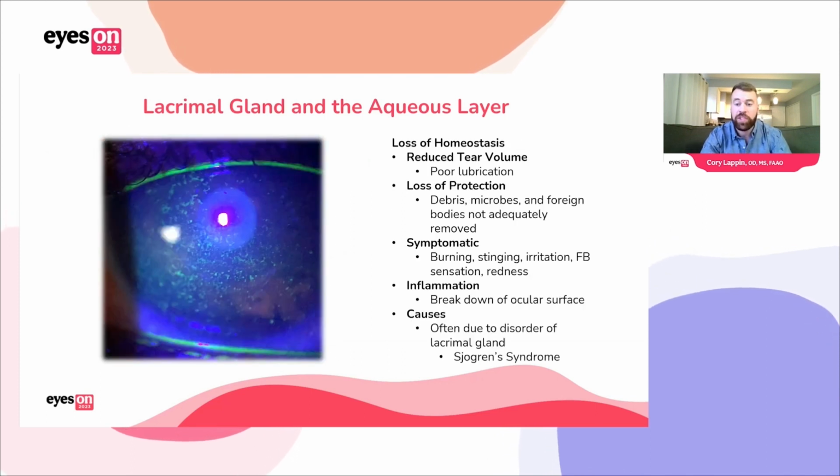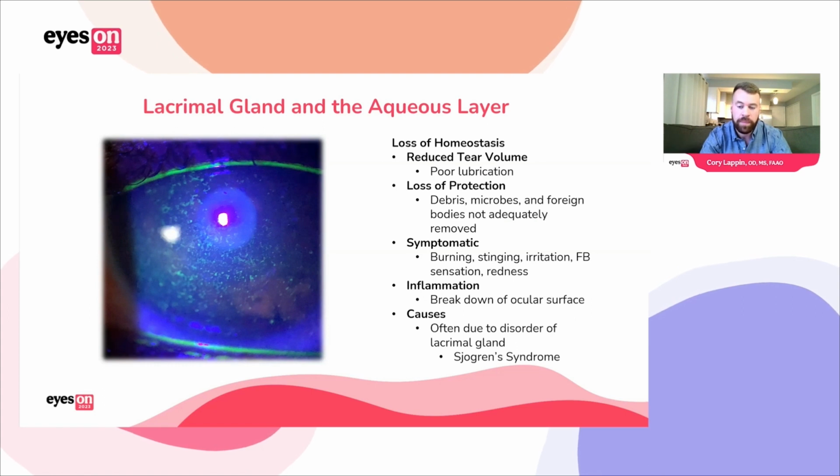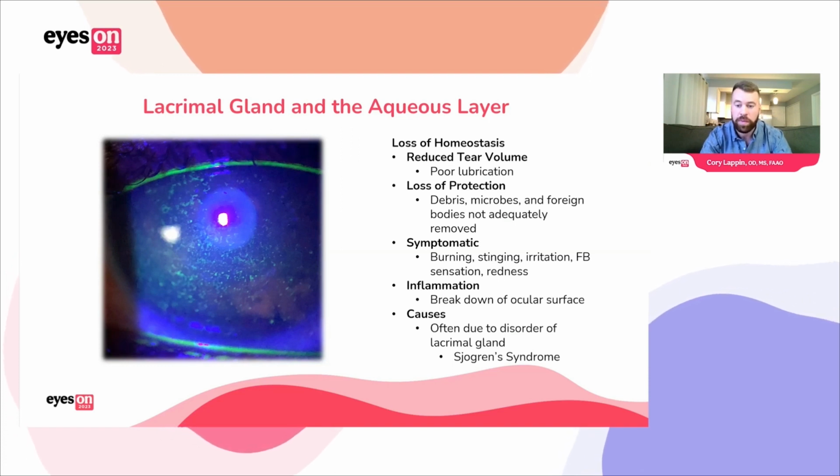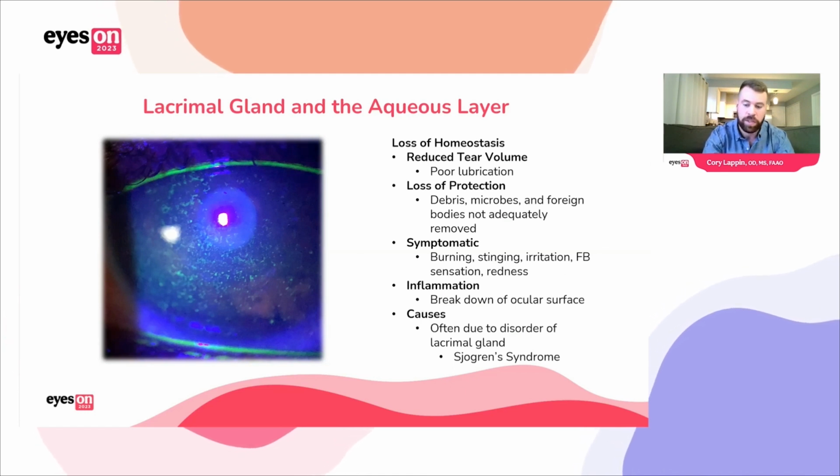However, in cases such as Sjogren's syndrome and other autoimmune diseases, inflammation damages the lacrimal gland, which disrupts aqueous production. And this leads to poor corneal hydration and increased surface damage and the risk of infection, as microbes and foreign bodies are not effectively removed. And these patients will typically display significant SPK and ocular surface irregularity, like you can see in this picture.